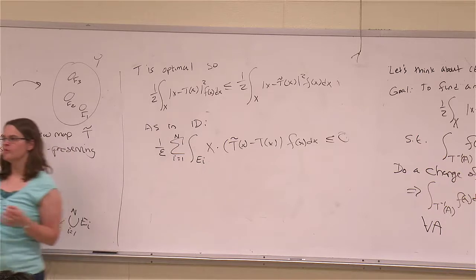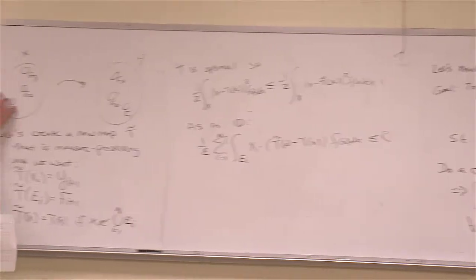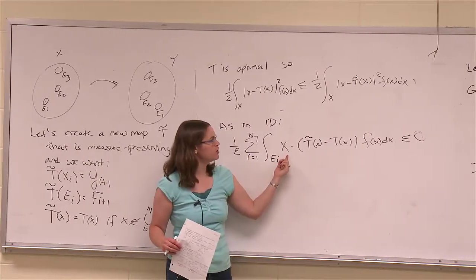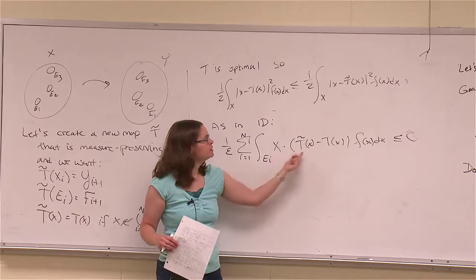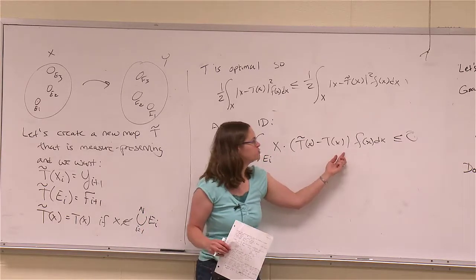Now again, assuming everything is nice enough here, I can take my epsilon to 0. As I take my epsilon to 0, I'm going to shrink in on the center here. So this is going to go to xi, right? T tilde is going to go to yi plus 1. T is going to go to yi.